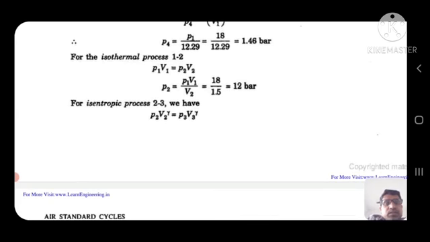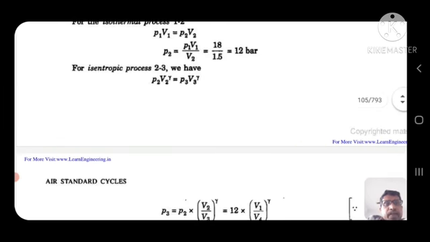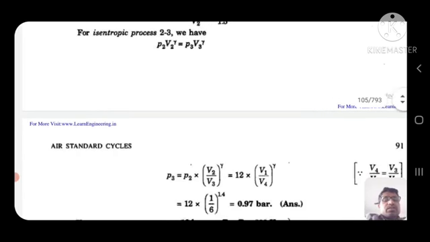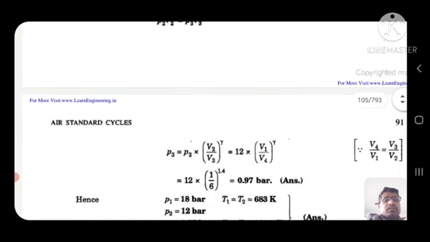For the isothermal process 1 to 2, P1 V1 is equal to P2 V2. So P2 is equal to P1 V1 by V2, 18 by 1.5, that is equal to 12 bar. For isentropic process 2 3 we have P2 V2 to the power gamma is equal to P3 V3 to the power gamma.